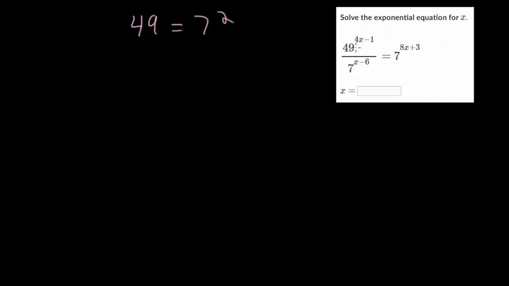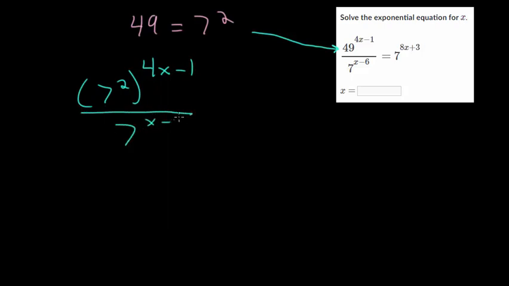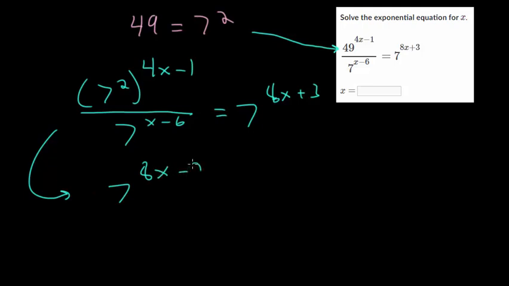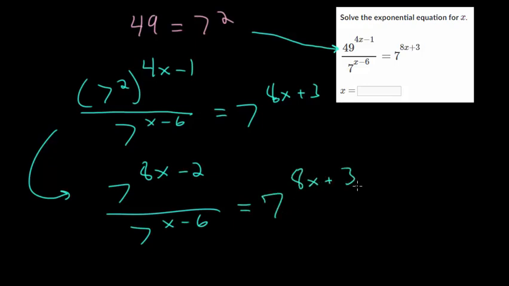So let's replace that with the 49 and use exponent properties to simplify. So plugging this in here for 49, we have 7 squared to the 4x minus 1, and we'll distribute that in a moment, divided by 7 to the x minus 6 is equal to 7 to the 8x plus 3. Now, like I said, we'll distribute this 2, so let's just rewrite it again. We have 7 to the 8x minus 2 divided by 7 to the x minus 6, and this is equal to 7 to the 8x plus 3.